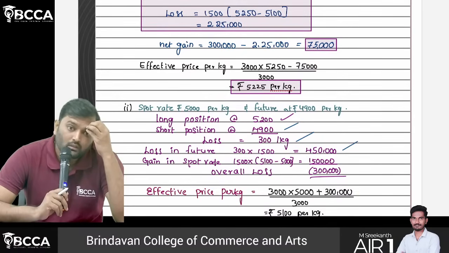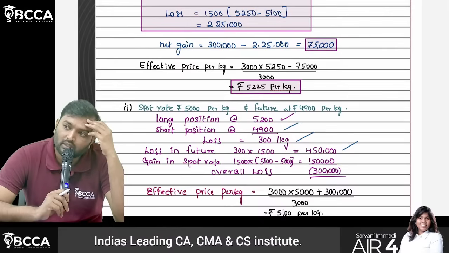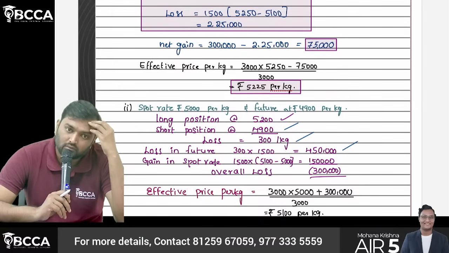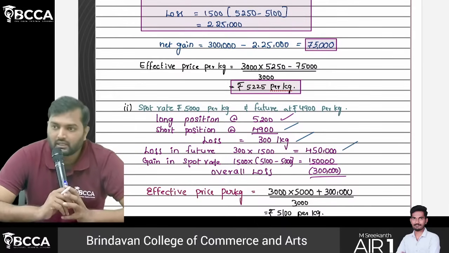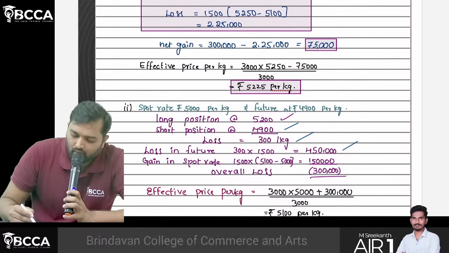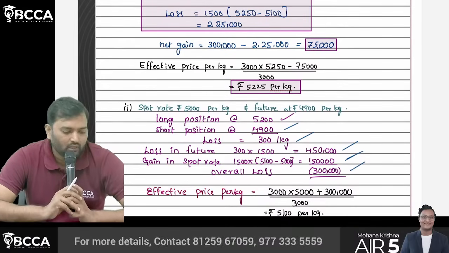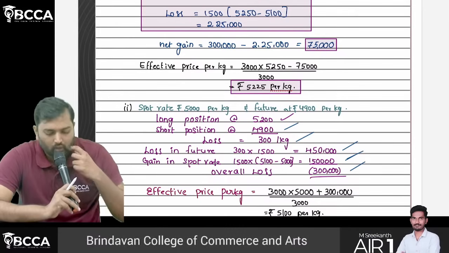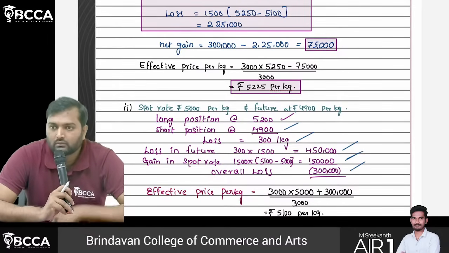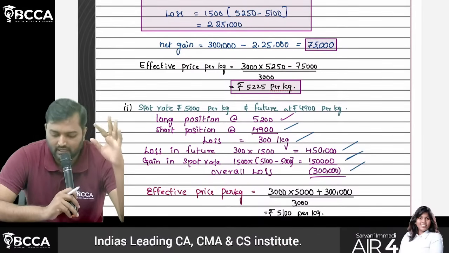So instead of purchasing as of today, you are purchasing in the future. Due to that, the gain is 100 rupees per cage. For how many cages? 1500 cages, 1,50,000. In futures, we are losing 4,50,000. In spot, you're getting a benefit of 1,50,000 from the difference between the spot prices. So the overall loss is 3 lakhs.